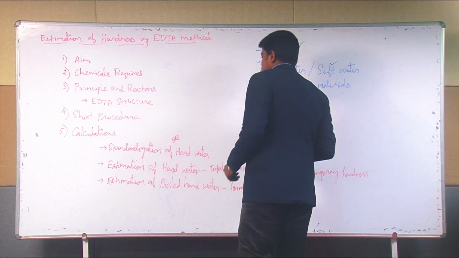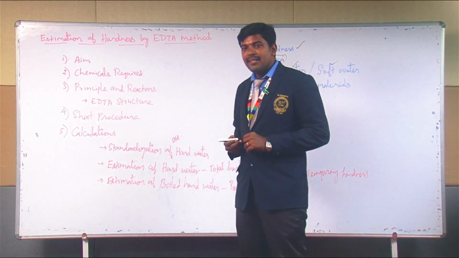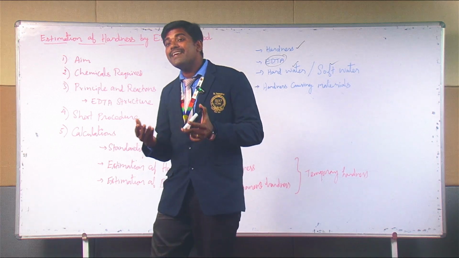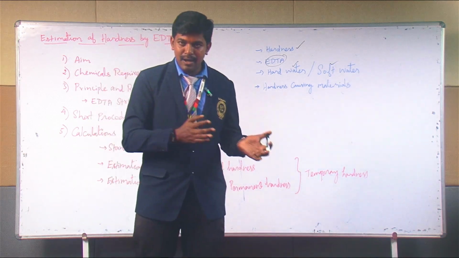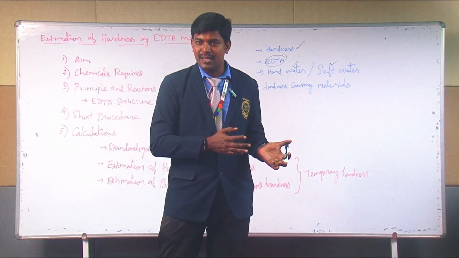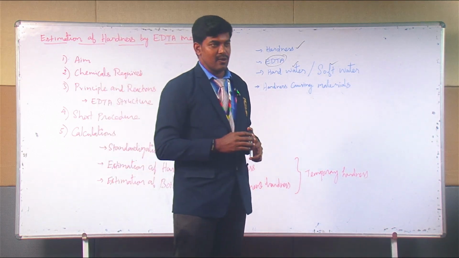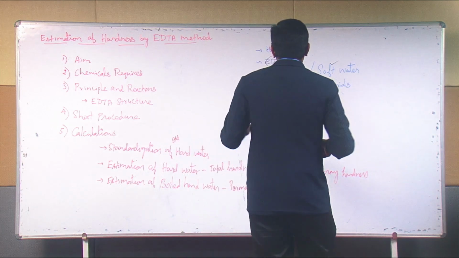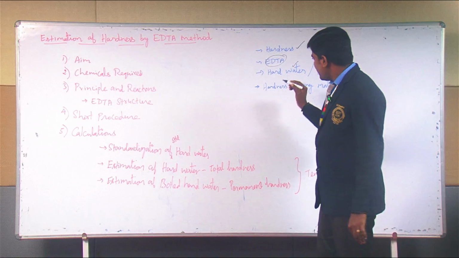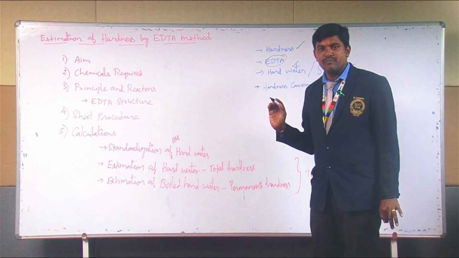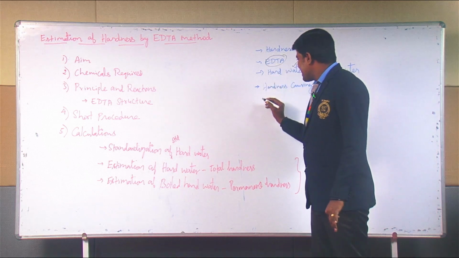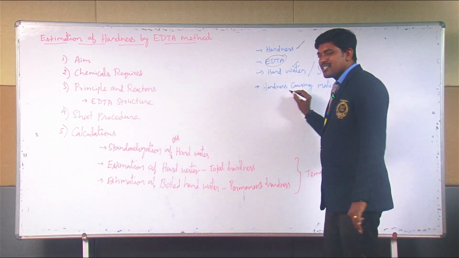And the next one is a soft water. The water which produces a lather with soap solution. If it does not produce a lather with soap solution, that is called hard water. If it produces lather with soap solution, that is called soft water. Let me see why the hard water does not produce a lather with soap solution. It contains hardness causing constituents.